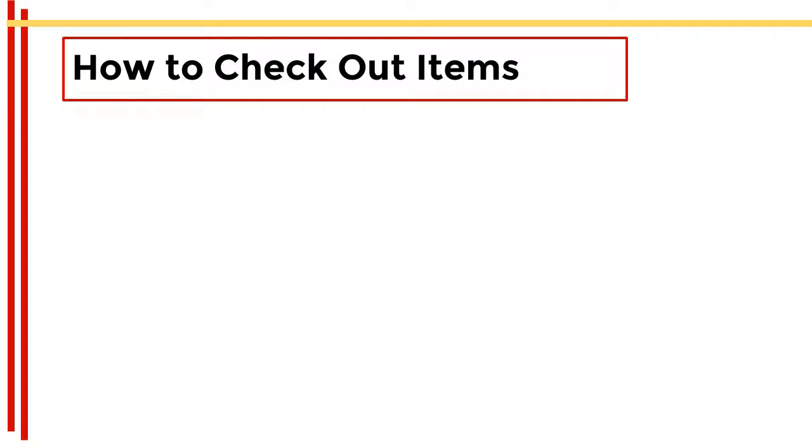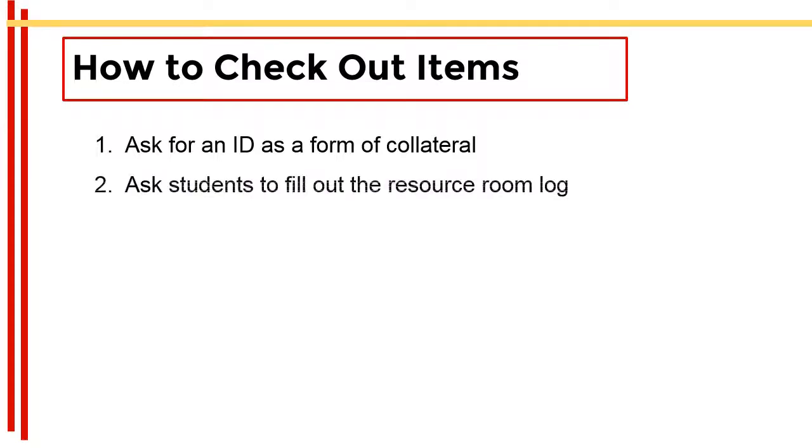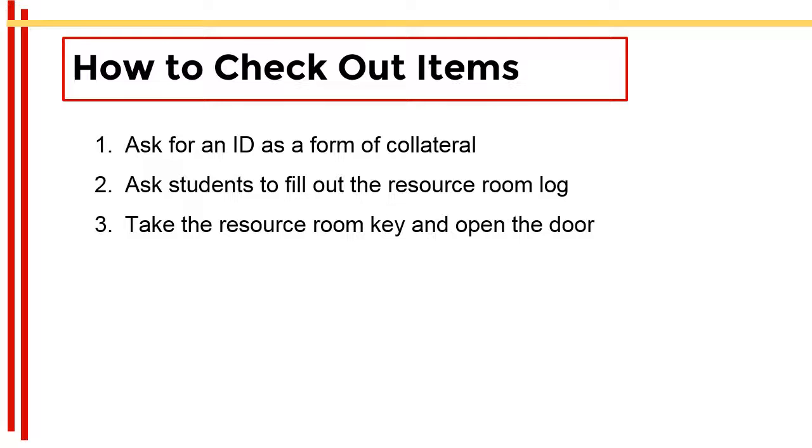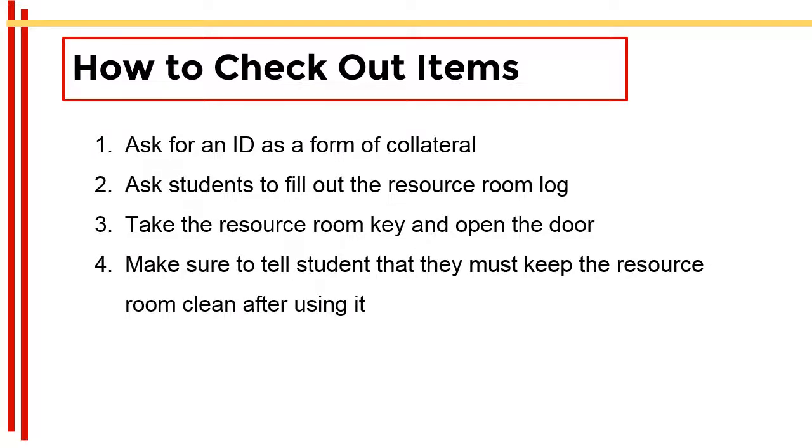How to check out items other than the iMac laminator and poster printer. First, you'll ask the student for an ID as a form of collateral. So this can be their UHID or their driver's license. And then you'll ask the student to fill out the resource room log, which we saw earlier in this training. You'll take the resource room key and open the door for the resource room. And then make sure to tell the student that they must keep the resource room clean after using it.